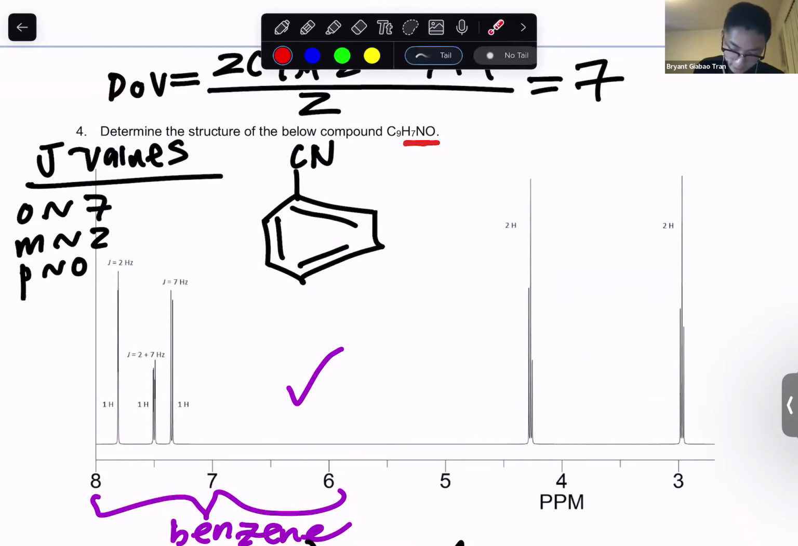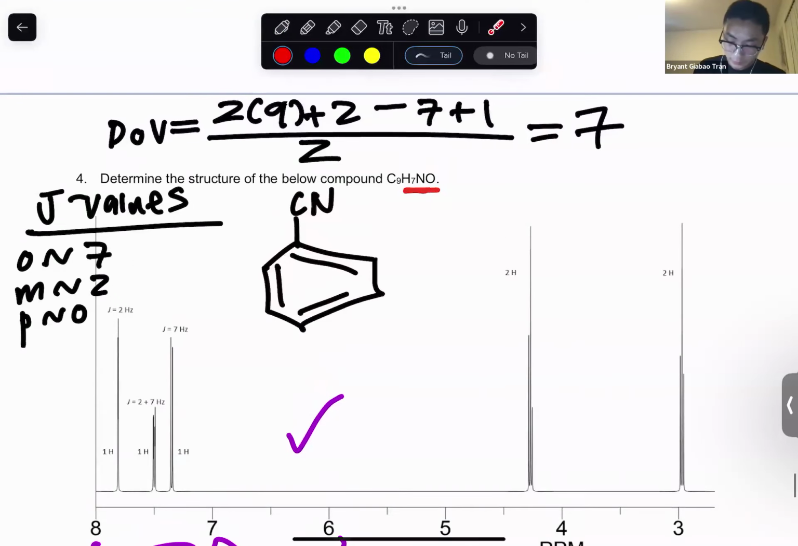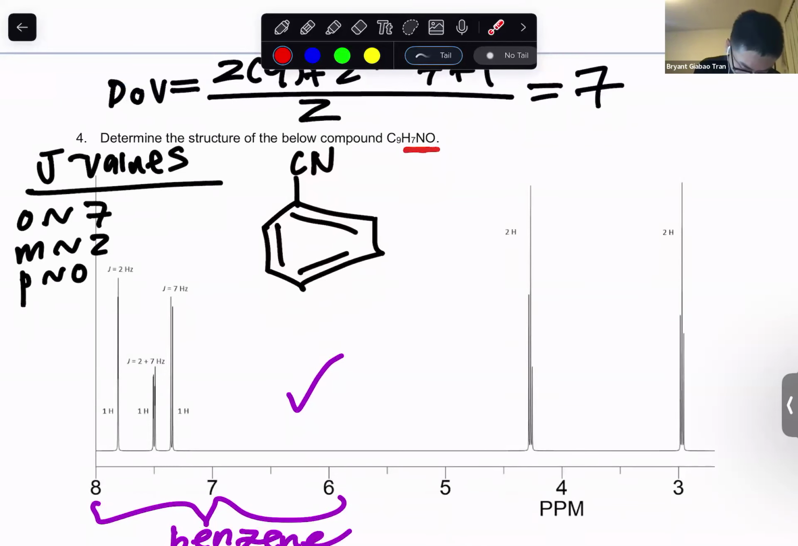Now, we already considered 1, 2, 3, 4, and a triple bond represents 2 DOU. So that's 4 plus 2, that's 6 DOU. 6 out of 7 DOU, we are missing 1 DOU, which could be a ring, or it could be a double bond, right? So we see that there are 3 benzene hydrogens between 6 to 8, which means that we have 3 substituents on the benzene ring.